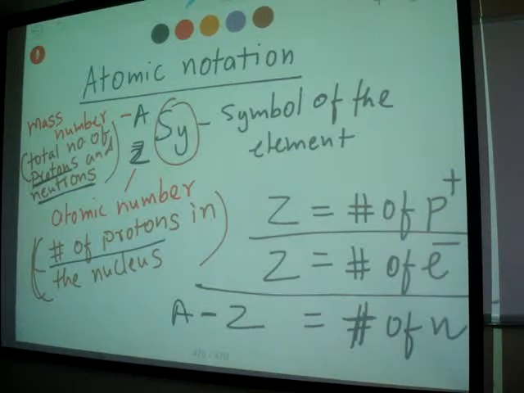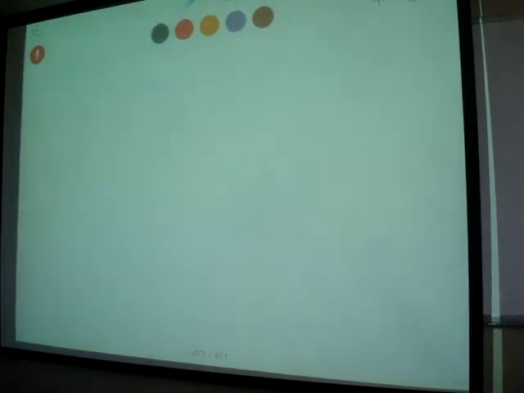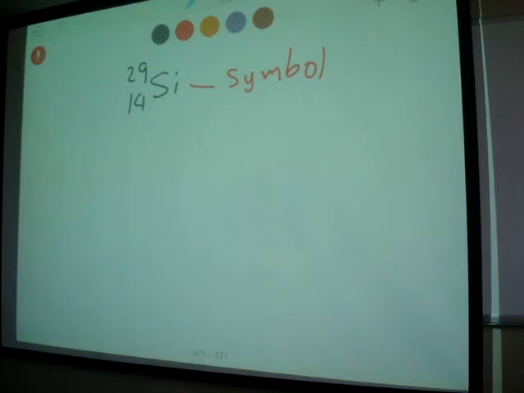We have Si 14 29. Okay, so that means Si is an atomic symbol, and when you look at the periodic table, it says silicon. Si is a silicon element. This is Z number and this is A number.